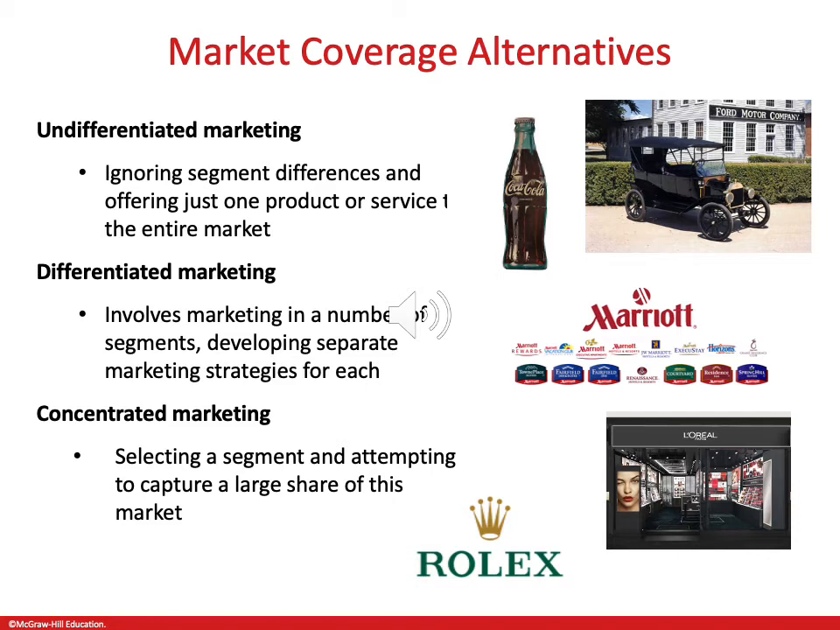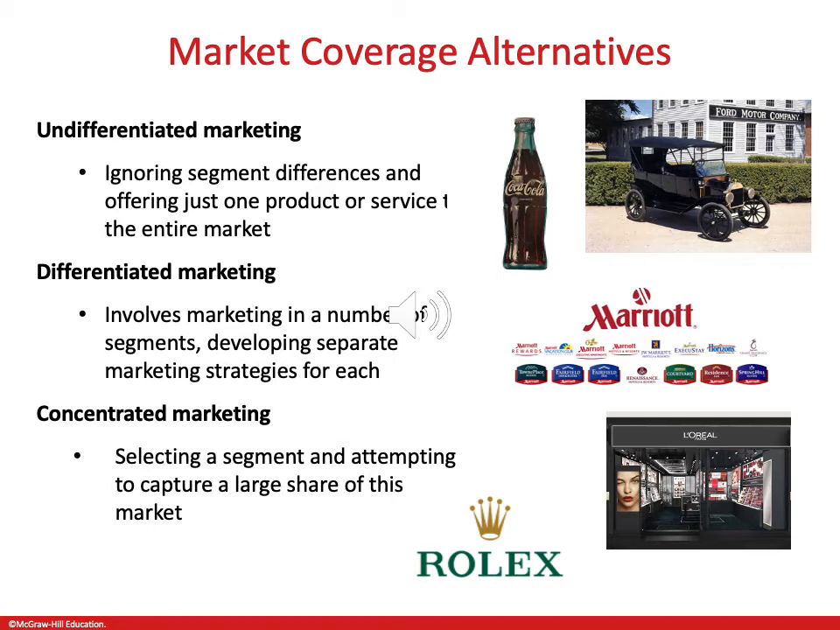So this is really about ignoring segment differences and offering just one product or service to the entire market. Coca-Cola comes to mind. When the Coca-Cola company started 136 years ago, it was one product, and actually it was one product for 80 plus years. One product to appeal to the masses. That was the idea. Same thing with the first automobile that was created, the Ford. One product to appeal to the entire market. So those are examples of undifferentiated marketing.